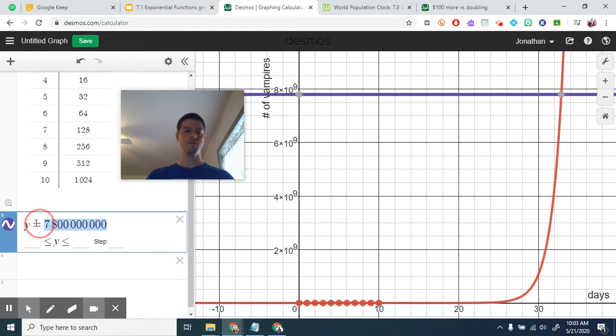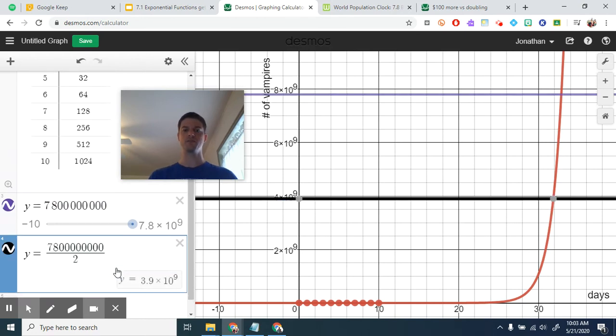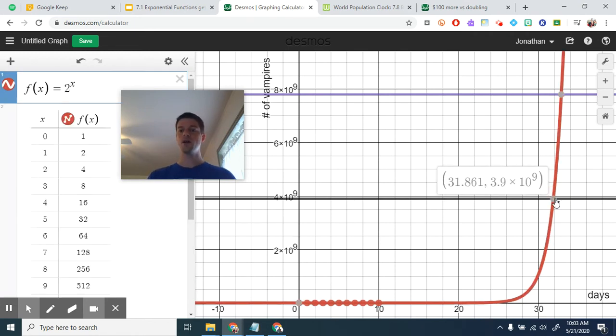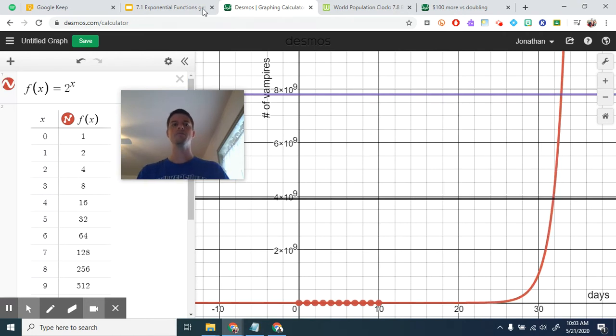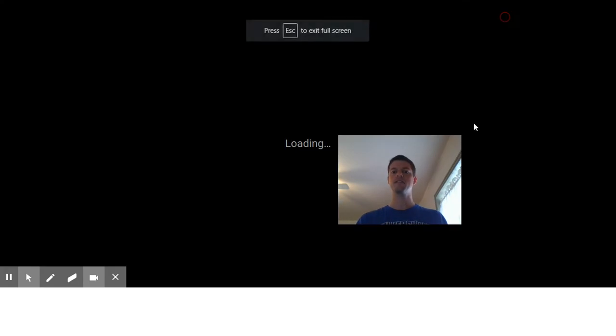So let's copy and paste this. And I'm going to let Desmos do the math for me. Divide by 2. That means this is half of the world's population, right? It's 3.9 billion. And what day is that? Oh, yeah, one day before. Which is crazy that half the world becomes a vampire on the last day, which makes a little bit of sense because remember it's doubling. So go back one day, it'd be half that amount, but it still is crazy. Like I said, exponential functions, they get big fast.